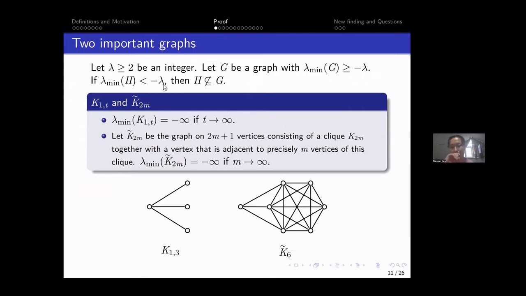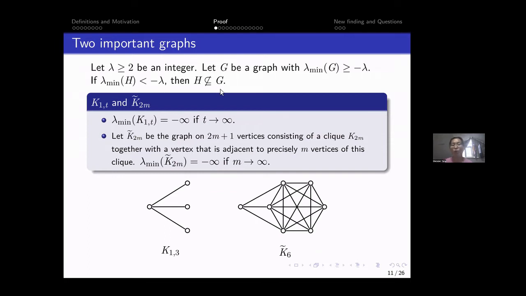This is somehow like an interlacing result, and we usually use it in algebraic graph theory. So here it says that if the graph has the smallest eigenvalue at least minus lambda, then it does not contain graphs with smallest eigenvalue less than minus lambda as an induced subgraph.